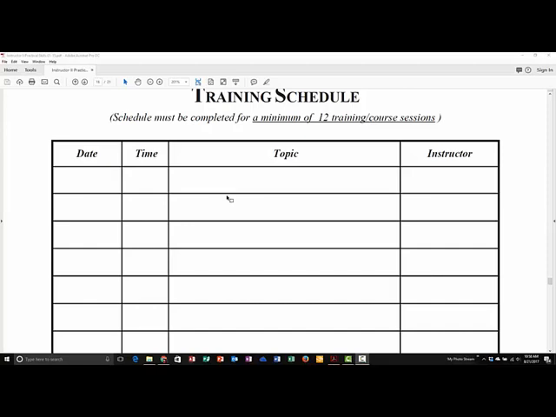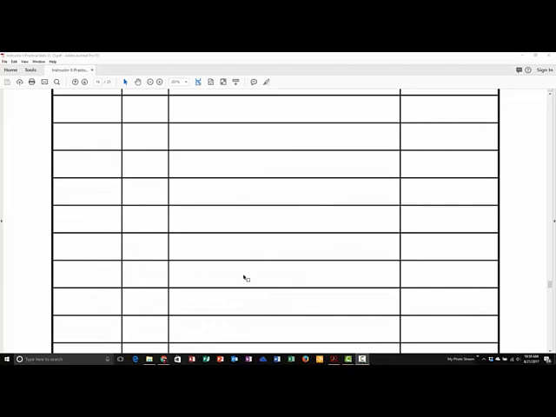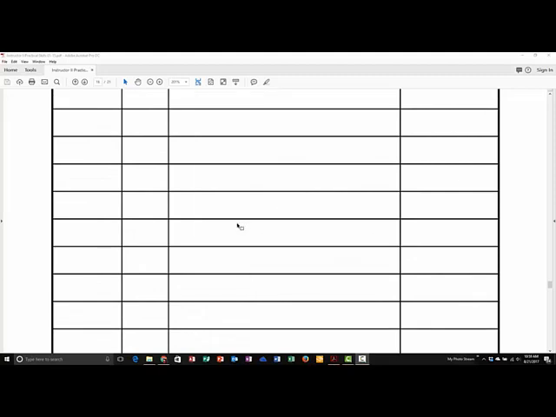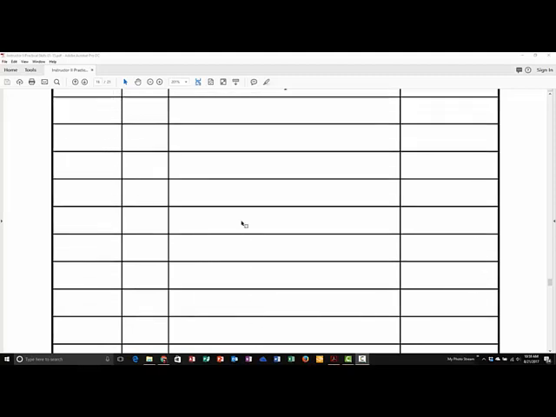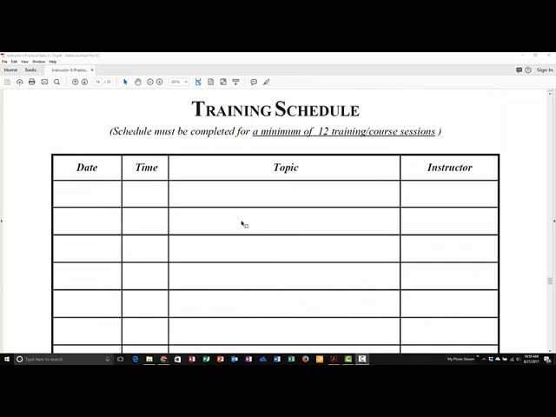I taught one department that only had training once a month. So they did their whole yearly schedule, the 12 times they were going to train during the year, on this sheet. Some of you probably get way more than 12 trainings in a month. However long it takes you to get 12 sessions in, that's what you need to put on this sheet.